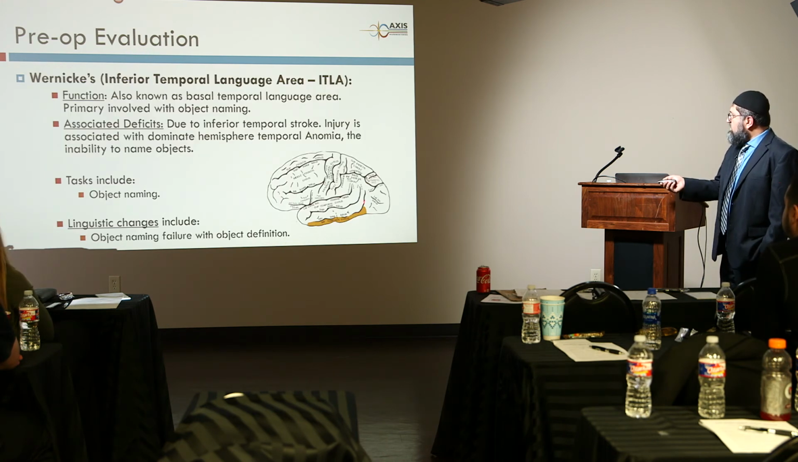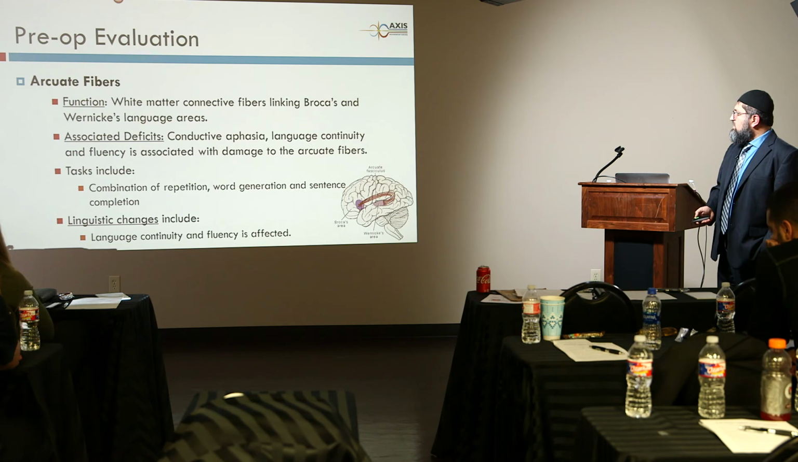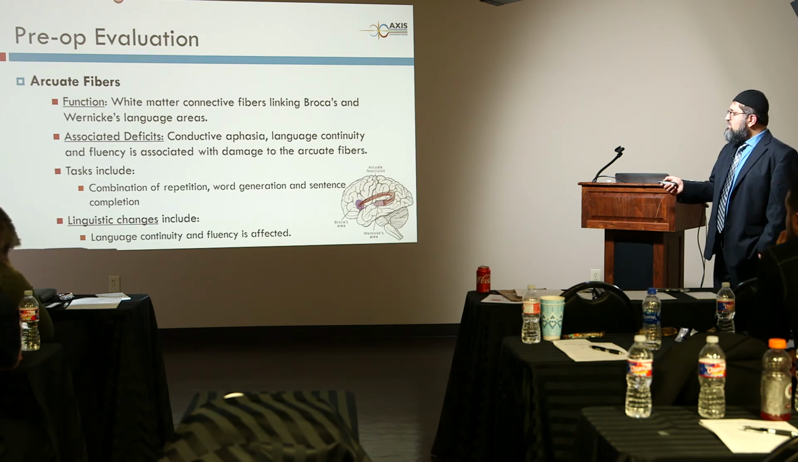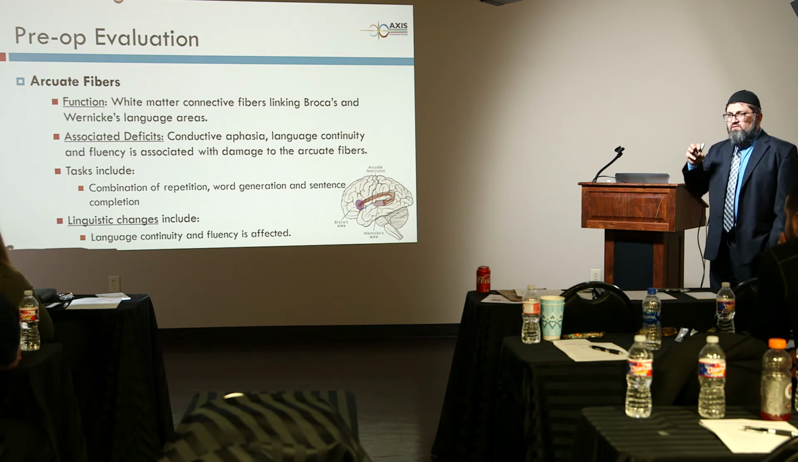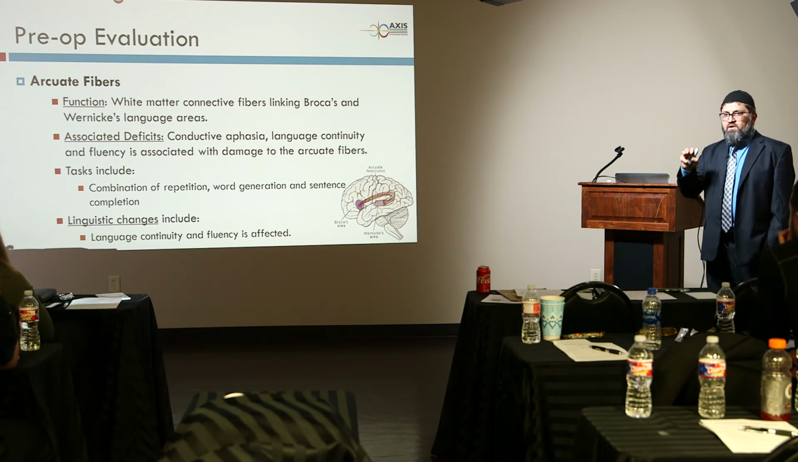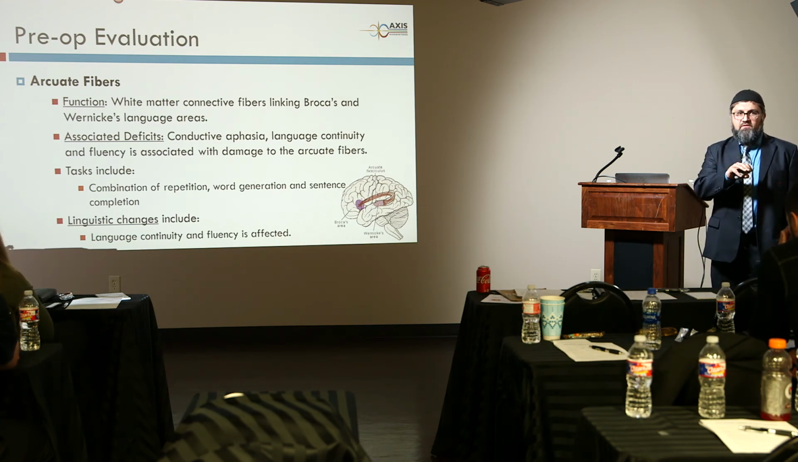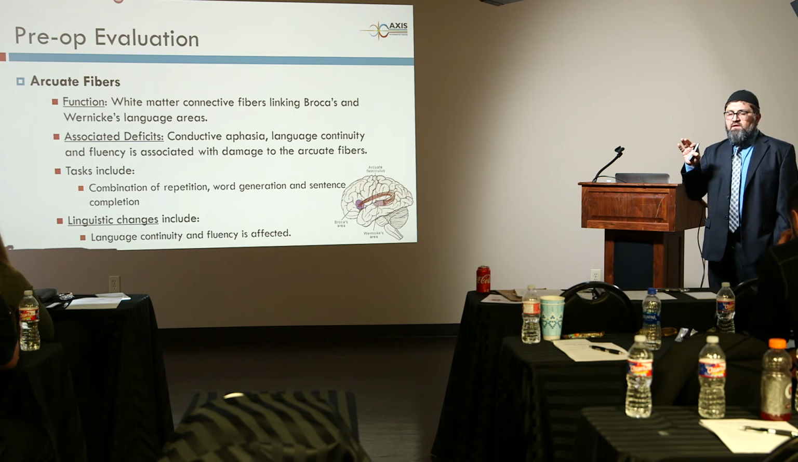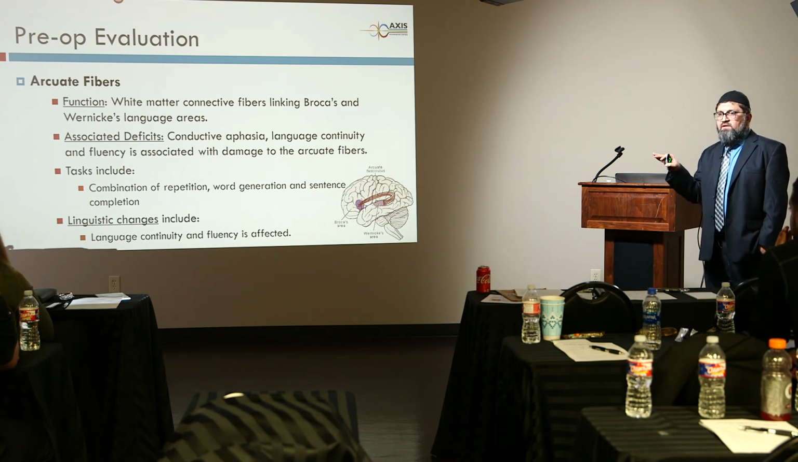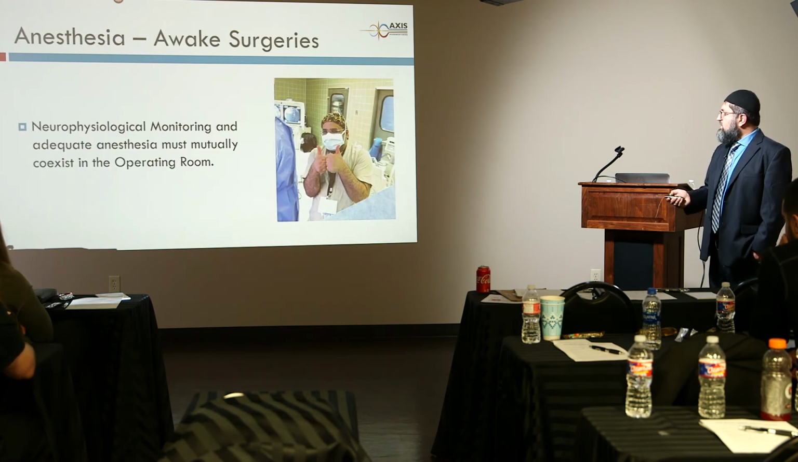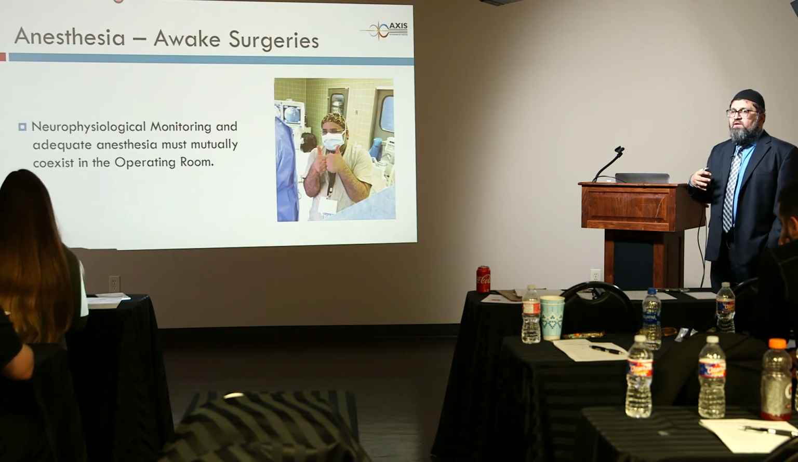Again, inferior temporal gyrus is for object naming, and any damage to that will cause object naming failure, so they will not be able to name. Arcuate fibers are the fibers connecting all these areas together. So the main point is to identify Broca's area and the three parts of Broca's area, and Wernicke's area, STG and angular gyrus, and then follow the fibers that are connected to each other. So neuromonitoring is the key.